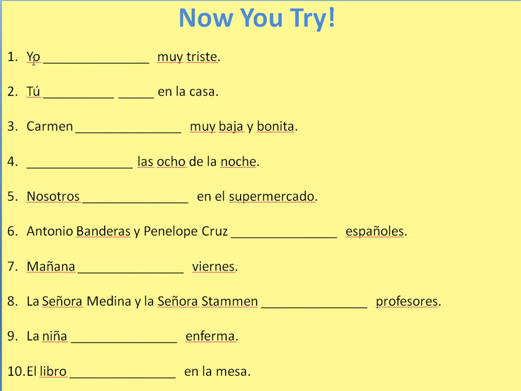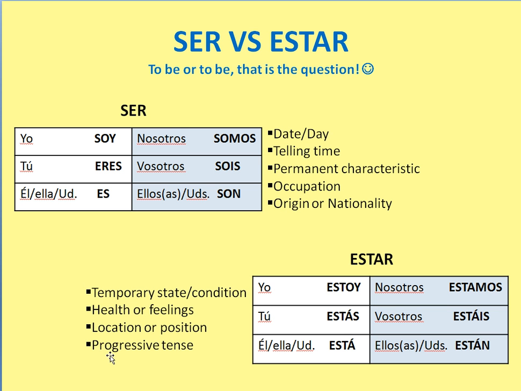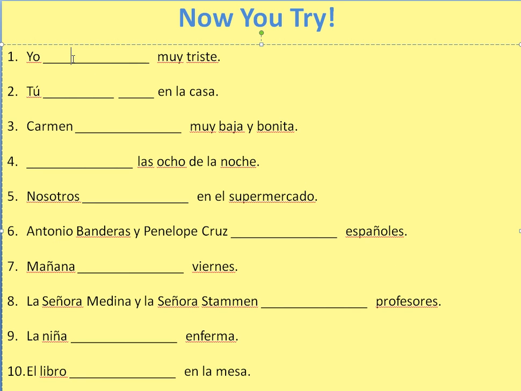So here we go. We've got number 1. We've got yo, and then muy triste. So if we went back here and looked at the list, which one of these would apply? So it's not a permanent characteristic that they're sad, it's just a feeling that they're having right now. So it would be yo estoy. Okay? Go ahead and hit pause, and you can go through these and see if you can figure out when you would use ser and when you would use estar.